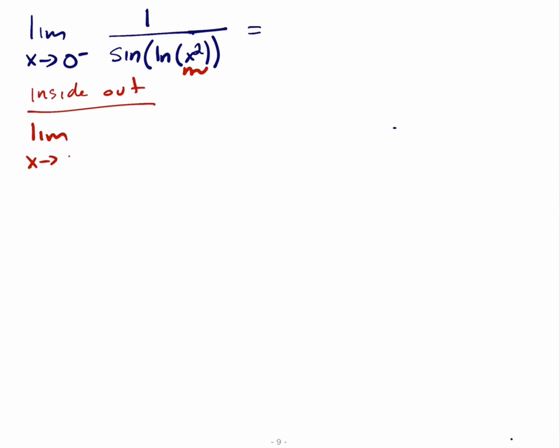What's the limit as x approaches 0 from the left of x squared? That's zero, right? Okay, good. Well, what's ln of zero? Negative... Doesn't exist, right? Okay. So is it zero plus? Well, okay, why don't we do this? We're okay with that, this part right here, right? Everybody's okay with that?